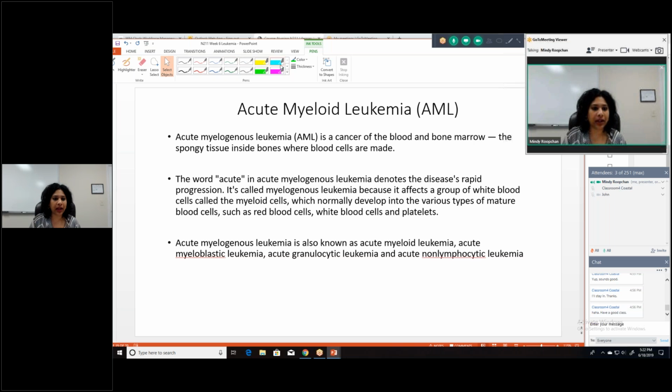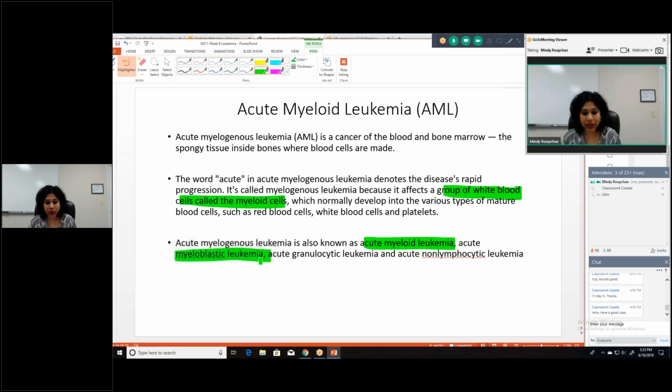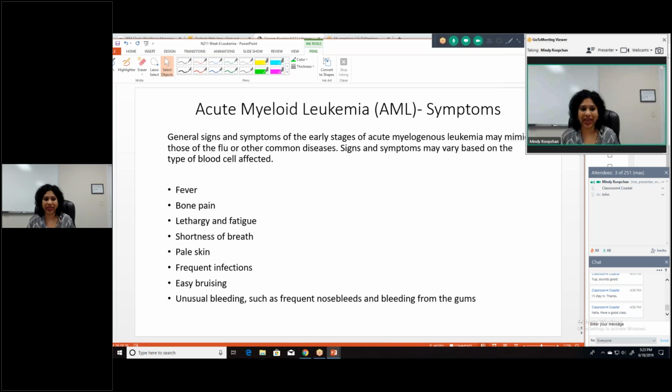So for AML now, AML, cancer again of the blood and the bone, which you guys know, the word acute, same thing I just said, shows that there's a rapid progression. It's called myelogenous leukemia because it affects a group of white blood cells called your myeloid cells, which we know develop into mature red blood cells, white blood cells, and platelets. So AML is known as acute myeloid leukemia, acute myeloblastic leukemia. There are different names for this, so just be aware of AML. If you see acute myeloid leukemia, know what that is.